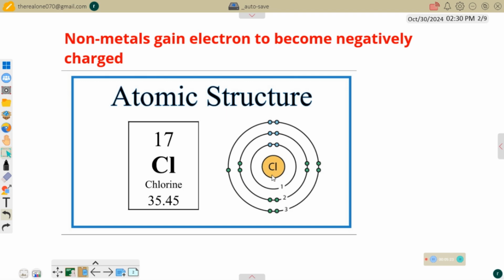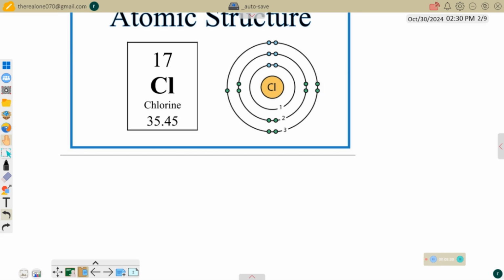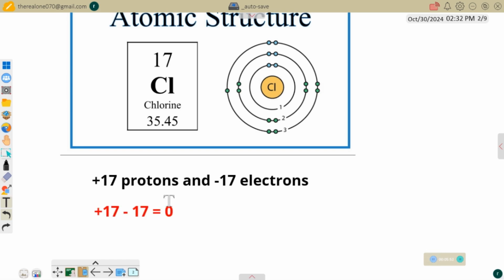Now, the protons inside the nucleus are positively charged, while the electrons revolving around it are negatively charged. So we have 17 positively charged protons inside the nucleus and 17 negatively charged electrons outside the nucleus, which balance each other. When we add the same number of positive to the same number of negative, the result, of course, will be 0. So you can see the addition: plus 17 protons, minus 17 electrons, everything will be 0. That is why every atom in its free state is always electrically neutral.